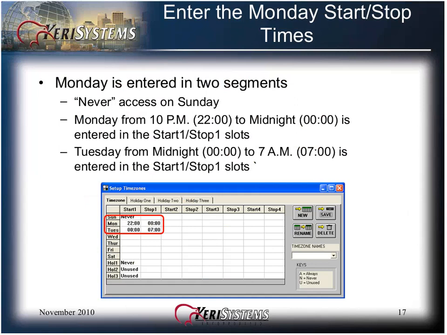Monday is entered in 2 segments. First, we enter Never for Sunday, and the Monday Start 1 time is entered as 2200, which is 10 p.m., and the Stop 1 time is all zeros to indicate midnight. Tuesday then begins at midnight and ends at 7 a.m. The time zone will continue uninterrupted as it passes midnight from one day to the next consecutive day.